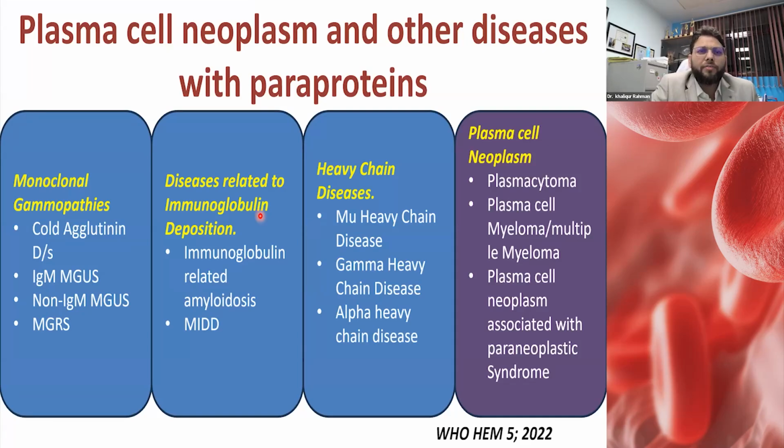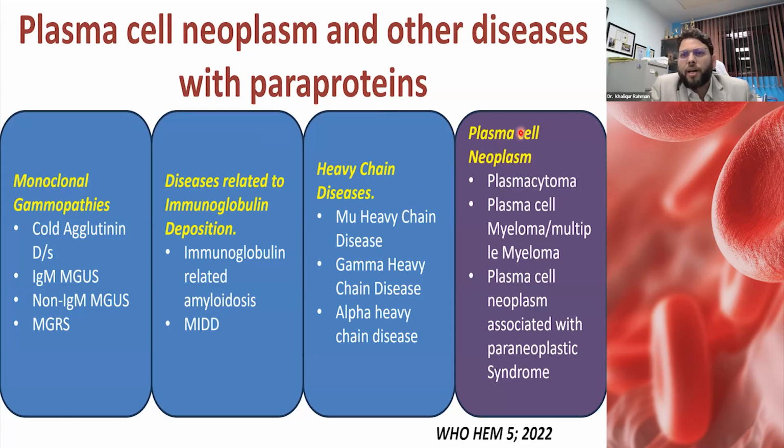Broadly, now we have 4 groups of diseases in this plasma cell neoplasm and other diseases with paraproteins. We have all the monoclonal gammopathies clubbed together, which includes cold agglutinin disease, IgM MGUS, non-IgM MGUS, as well as a new entity known as monoclonal gammopathy of renal significance. The diseases related to immunoglobulin deposition, like immunoglobulin-related amyloidosis and MIDD, are together. The diseases with heavy chain that secrete a truncated heavy chain without a corresponding light chain are grouped together and include mu heavy chain, gamma heavy chain, and alpha heavy chain disease.